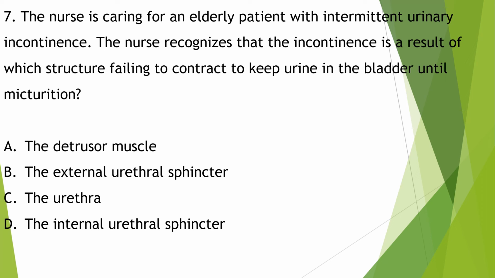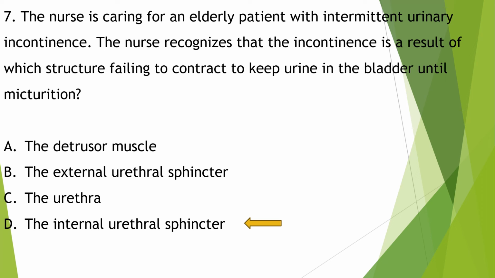The internal urethral sphincter contracts to keep urine in the bladder until micturition. The sphincter is formed by the thickening of the detrusor muscle at the top of the urethra as it exits the bladder. The detrusor is the smooth muscle forming the inner layer of the bladder.